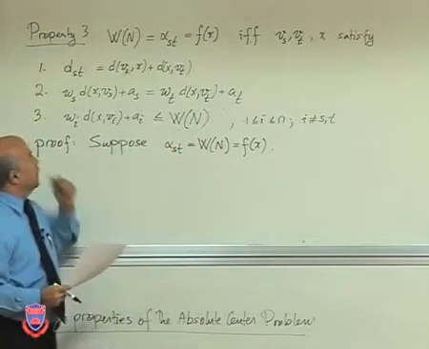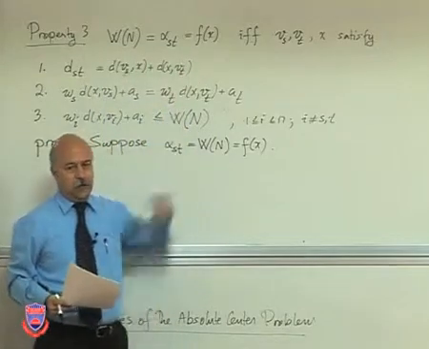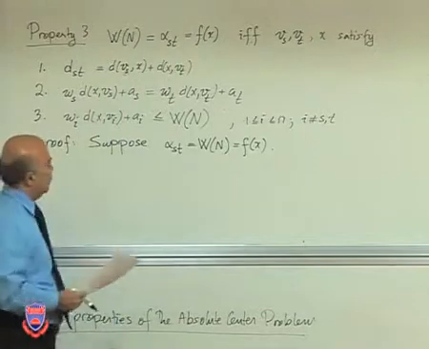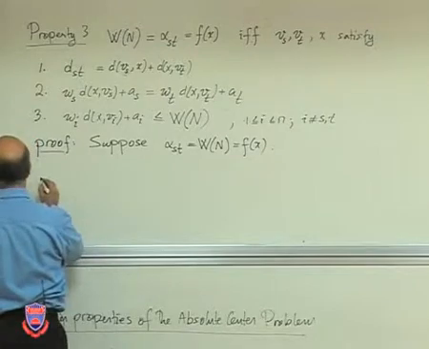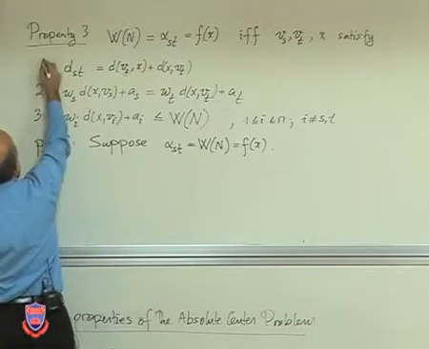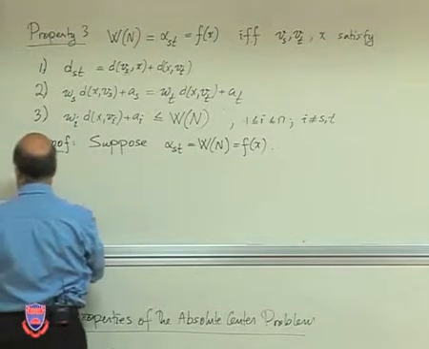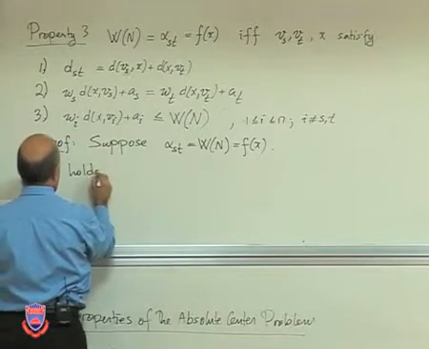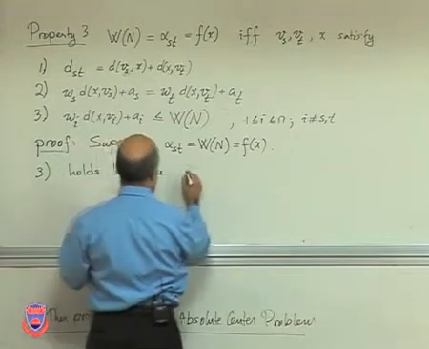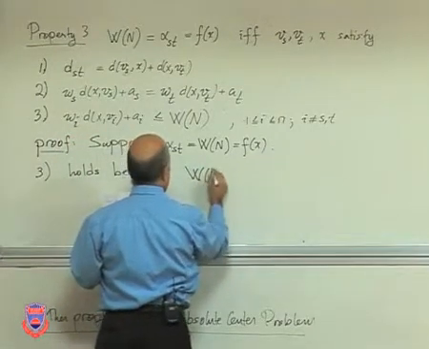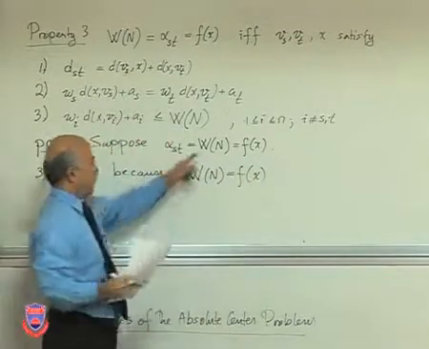So, to prove the necessity, we assume that the first statement is true, and we'll show that the remaining ones should hold. Okay? So under that assumption, number 3 holds because of the following. Because by assumption w of n is equal to f of x.